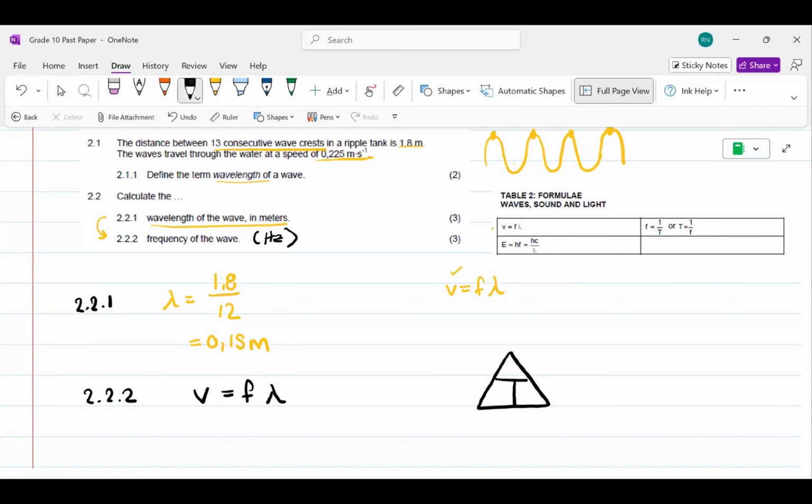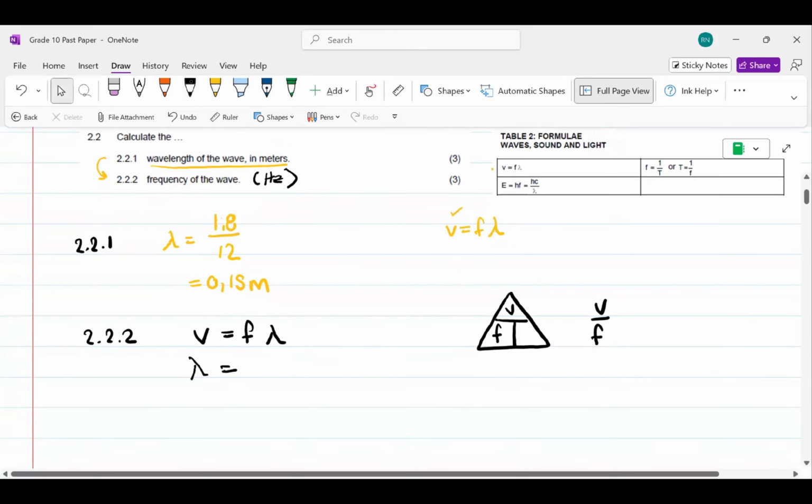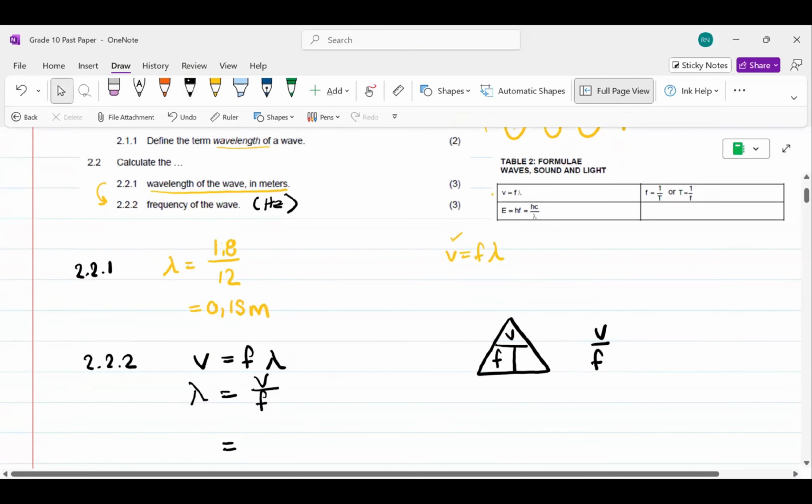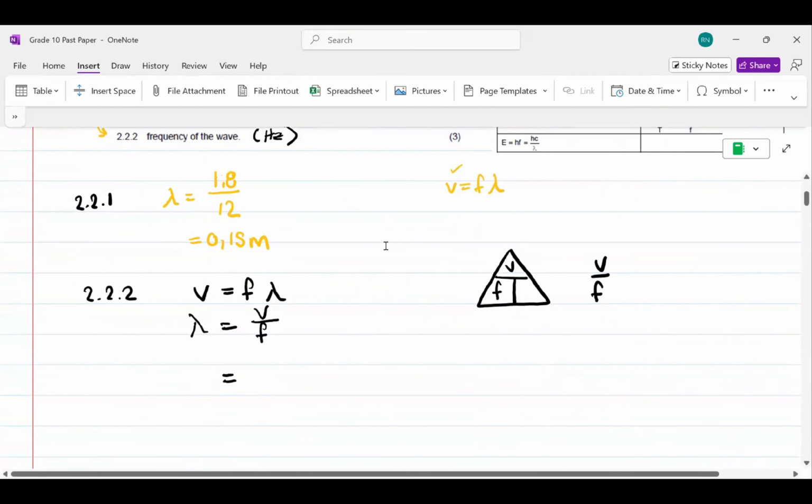Remember, our triangle says that we'll have our speed here, we'll have our frequency here, and we'll have our wavelength. So if we're looking for our wavelength, we cross it out and we'll say, okay, that means that it's speed over frequency. So here, let's just rearrange this. We know that our wavelength is going to be our speed over our frequency. We know that our speed we were given as, what were we given our speed? 0.225 over our frequency.